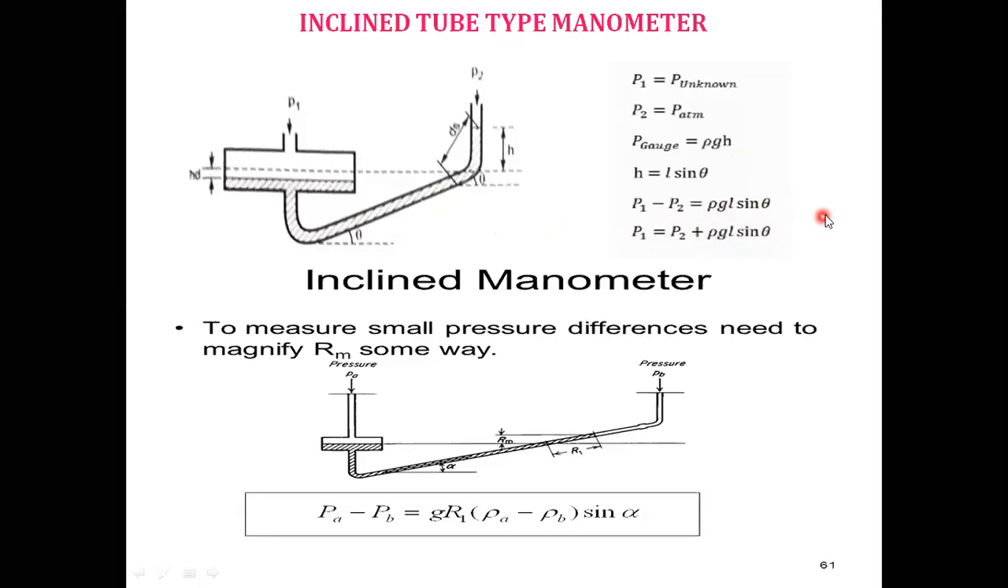This is one textbook equation. Another type of equation can also be written like this: PA minus PB is equal to g R1 into (rho A minus rho B) into sine alpha. Sine alpha, where this angle is taken as alpha. You can write sine theta here also. This is the equation for the inclined manometer.